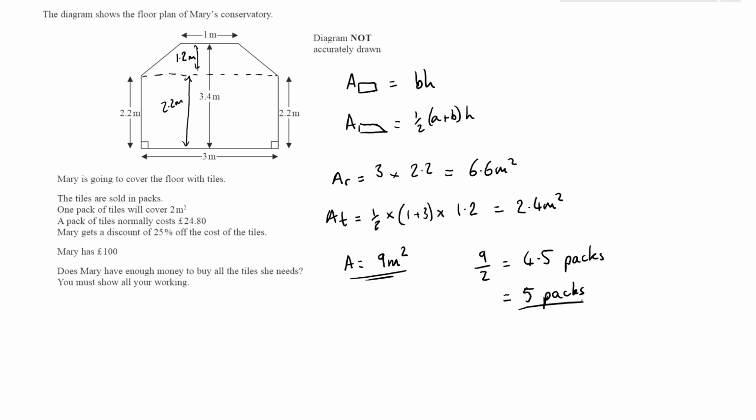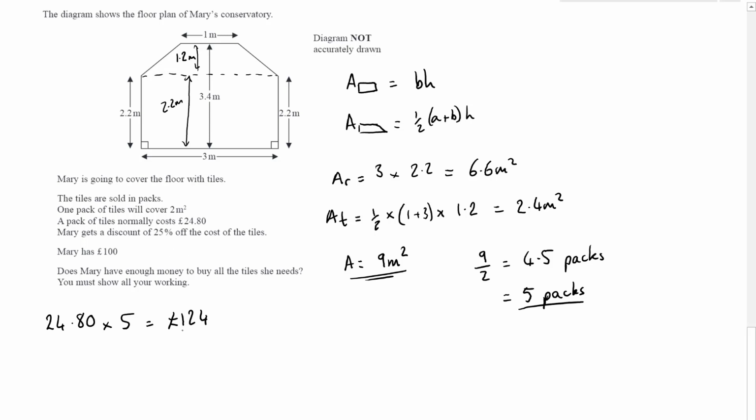Okay, so now we've got 5 packs, and each pack costs £24.80, so we can work out the total price. 24.8 times 5 is going to give you £124 in order to buy 5 packs of these tiles. However, Mary gets a discount of 25% off the cost of the tiles.